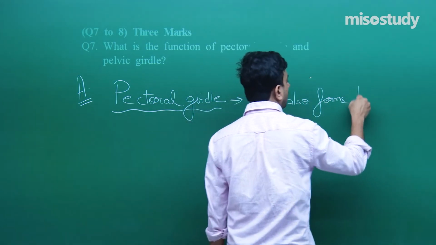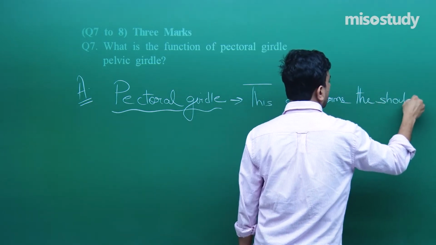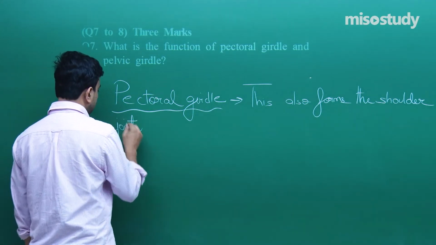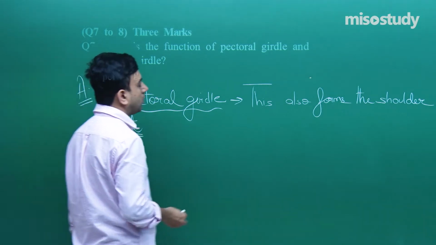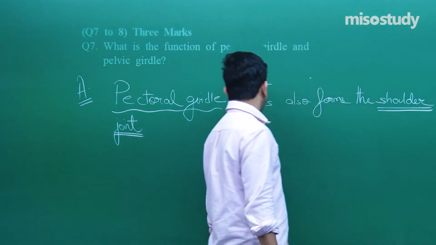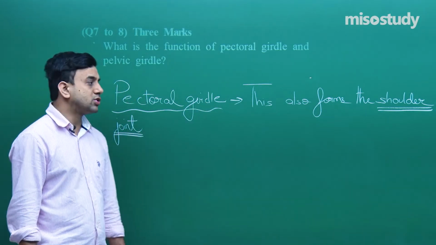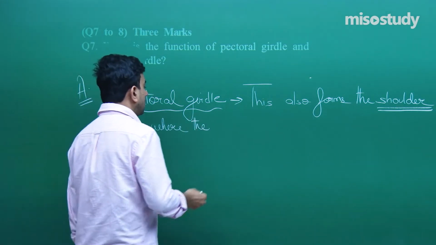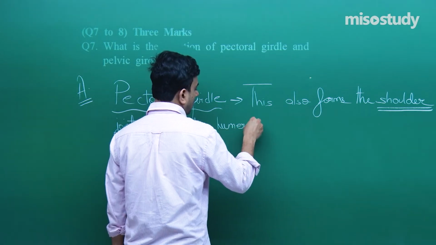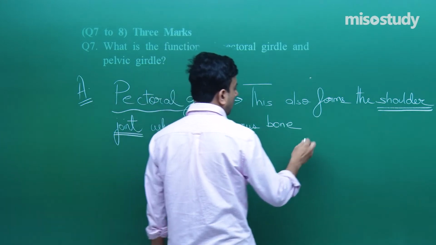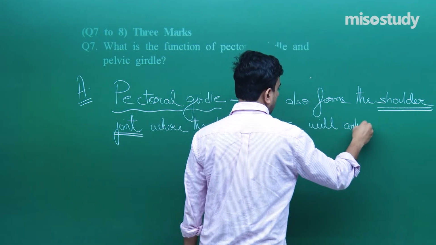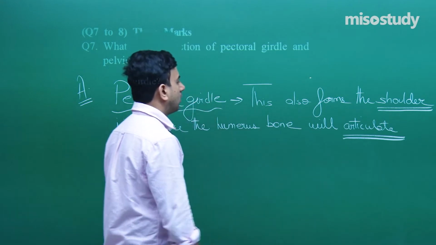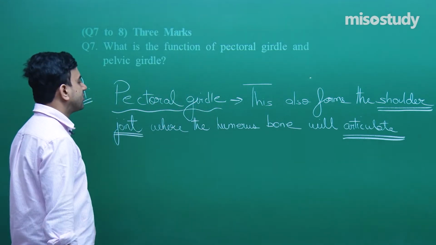This also forms the shoulder joint, where the humerus bone will articulate. Okay. So, the pectoral girdle also forms the shoulder joint, where the humerus bone will articulate.